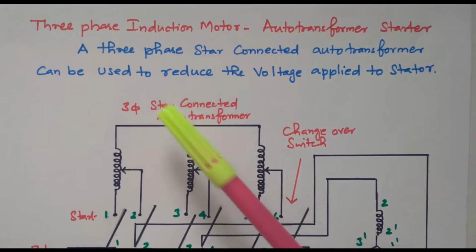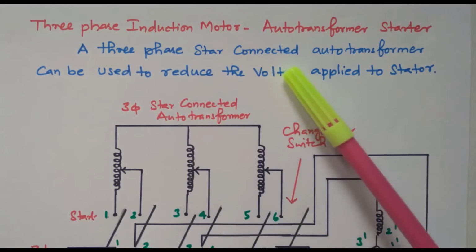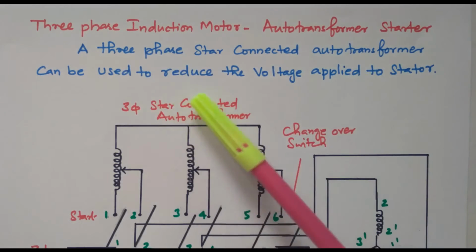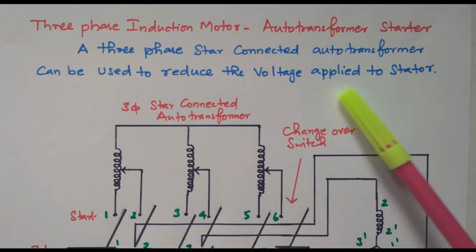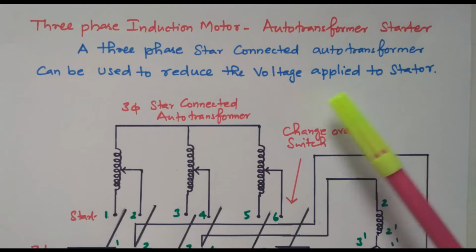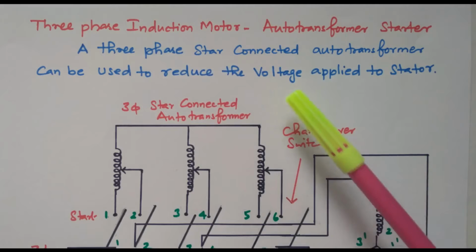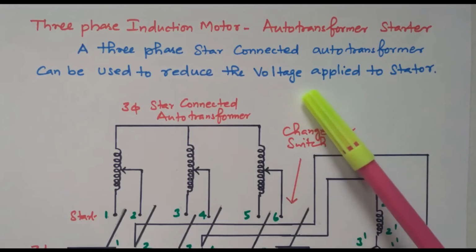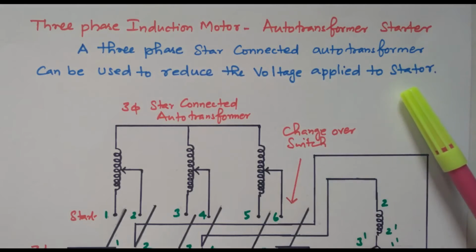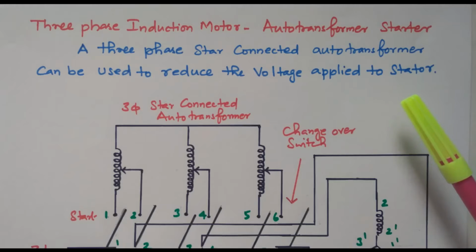So our main objective is to give the reduced voltage to the stator in order to reduce the high starting current. A 3-phase star connected auto transformer can be used to reduce the voltage applied to the stator, so that we can reduce the current taken by the stator also.